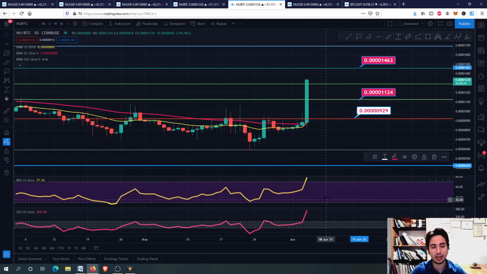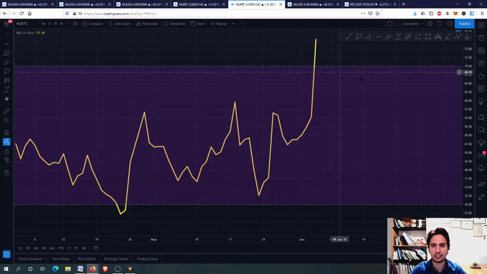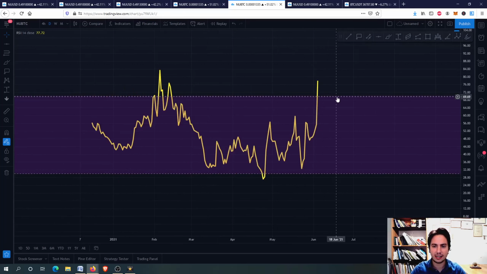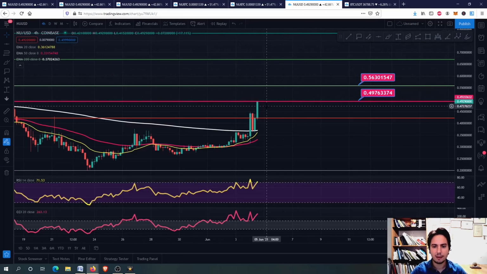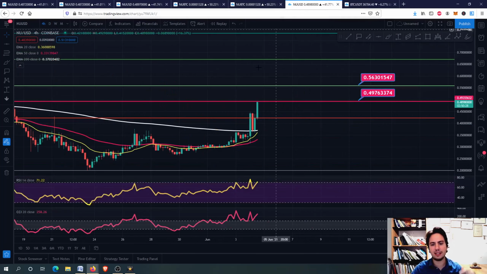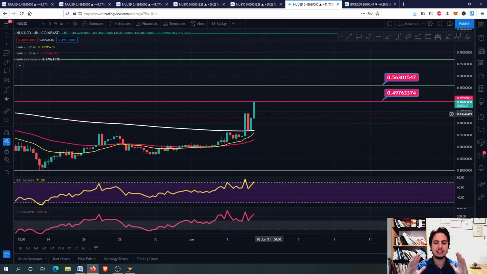Let's see now, but we are having a very high risk for NUCYPHER against Bitcoin. You can see we are going all the way upwards to higher than 70. So guys, be careful for that. If we see Bitcoin pumping up, then it will be all good, but for now, just observe it.